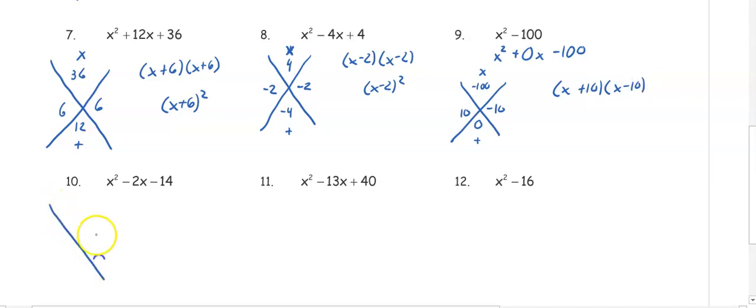In number 10, we want to multiply to negative 14 and add to negative 2. Well, two numbers that multiply to 14 are 1 and 14, but I can't get those to add to negative 2. And 2 and 7. Those also don't add to negative 2, so again, this is prime.